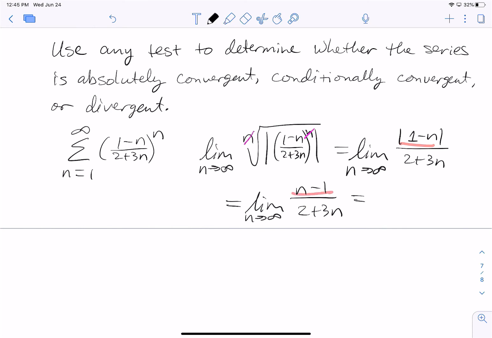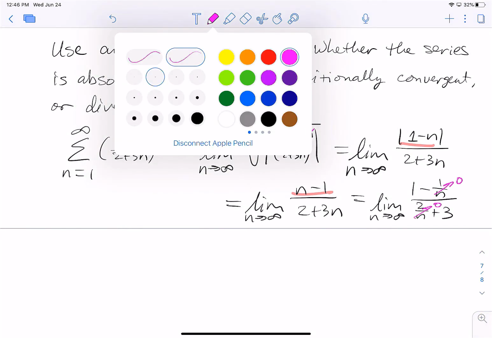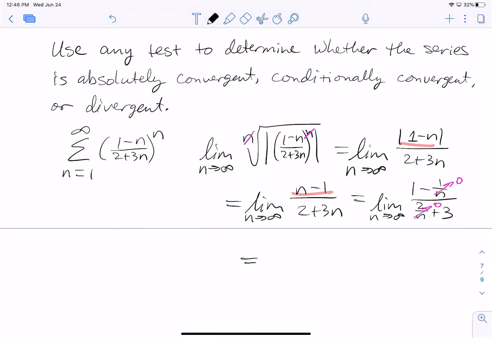Dividing by the largest power of n that appears in the denominator, we have the limit as n approaches infinity of 1 minus 1 over n over 2 over n plus 3, and as n goes to infinity, 1 over n and 2 over n both go to 0. That leaves me with the limit value of 1/3.